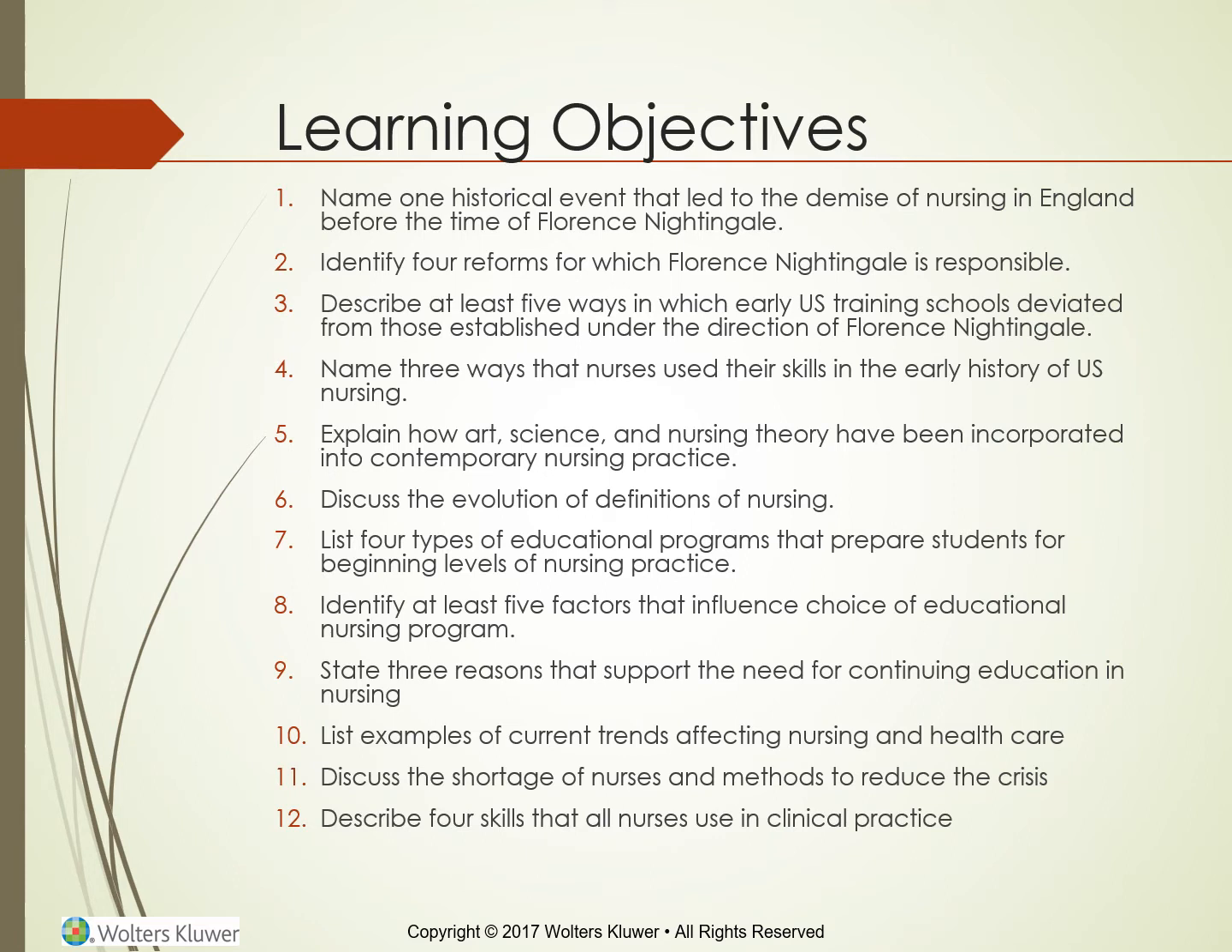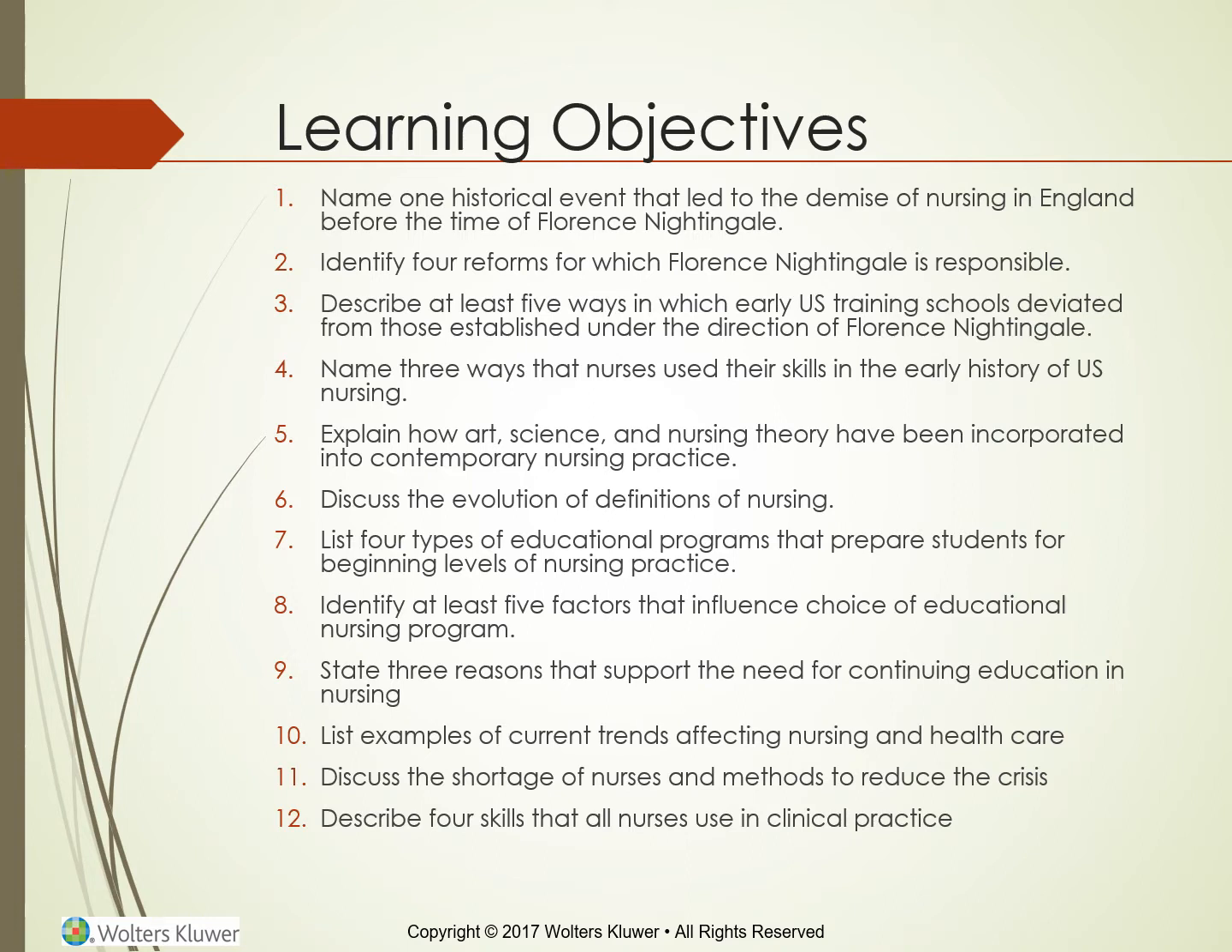Learning Objectives. 1. Name one historical event that led to the demise of nursing in England. 2. Identify 4 reforms for which Florence Nightingale is responsible. 3. Describe at least 5 ways in which U.S. training schools deviated from those established under Florence Nightingale. 4. Name 3 ways that nurses used their skills in the early history of U.S. nursing.